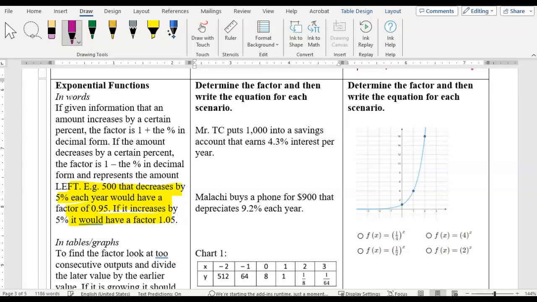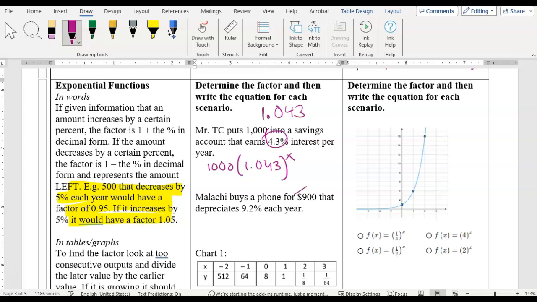Mr. TC puts $1,000 into a savings account that earns 4.3% interest per year. So it's growing 4.3%. 4.3% in decimal is 0.043. And so my factor is 0.043 plus that 1, right? So here then, 1.043 to the power of x is my equation.